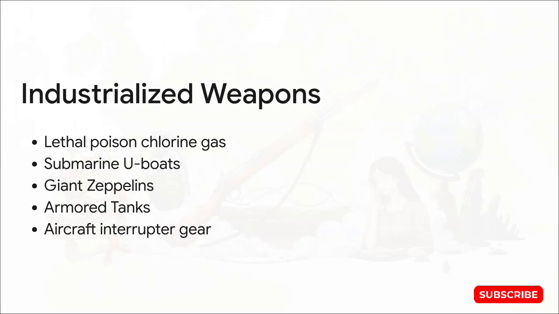U-boats were attacking undetected beneath the ocean waves. Giant zeppelins were actually dropping bombs on civilians from the sky. The British debuted a brand new armored vehicle, and fun fact, they secretly shipped them in crates labeled tanks to disguise them as water reservoirs, which is exactly how they got their famous name. And up in the air, inventions like the interruptor gear allowed machine guns to fire straight through a spinning airplane propeller, which turned the skies into a brand new, incredibly deadly arena of war.